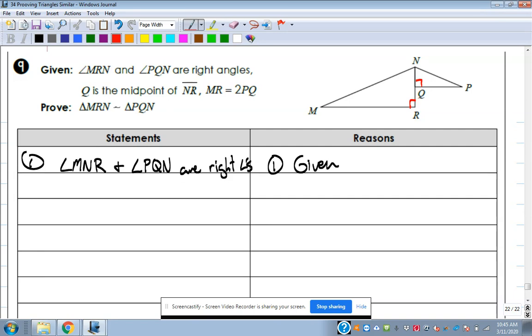So how can I get these triangles similar, which is what I'm trying to do here? Right angles are congruent. Right angles are congruent. Okay, so we know that we could put angle MNR congruent to angle PQN.